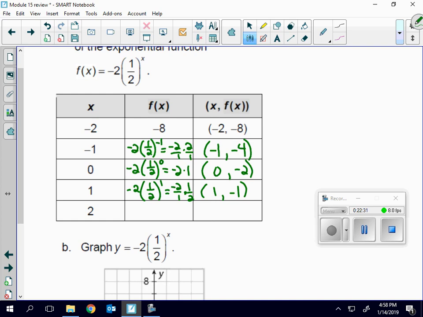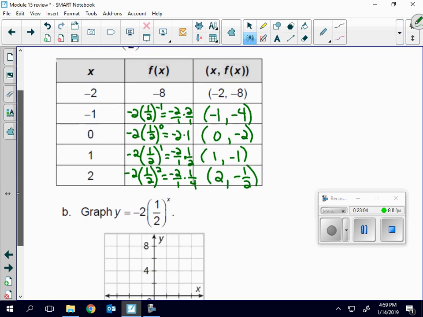And when I plug in 2, let's see, -2 times 1/2 to the 2nd power. All right, I'm going to get -2 over 1 times 1 over 4. 1/2 squared is 1/4. When I multiply that out, my 2 is my x, and of course this is -1/2, if you see there, right? -1/2. You could write it as a fraction, or -0.5 if you want. And we can graph those.